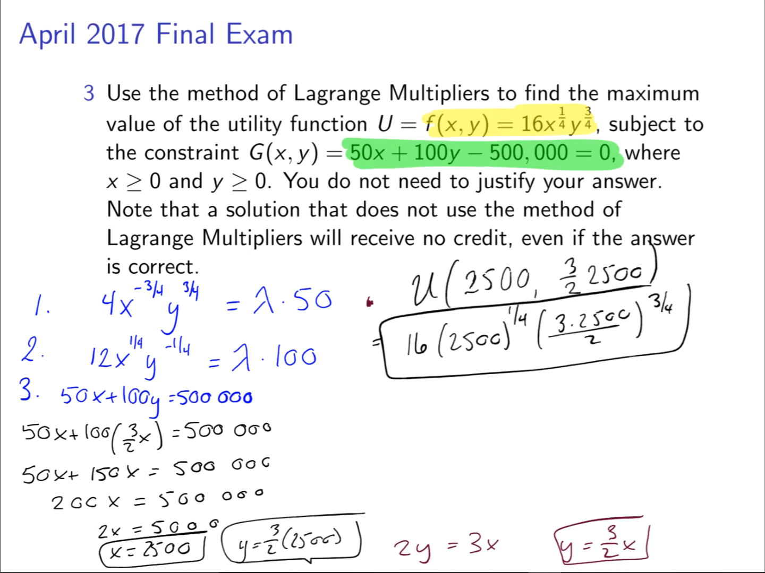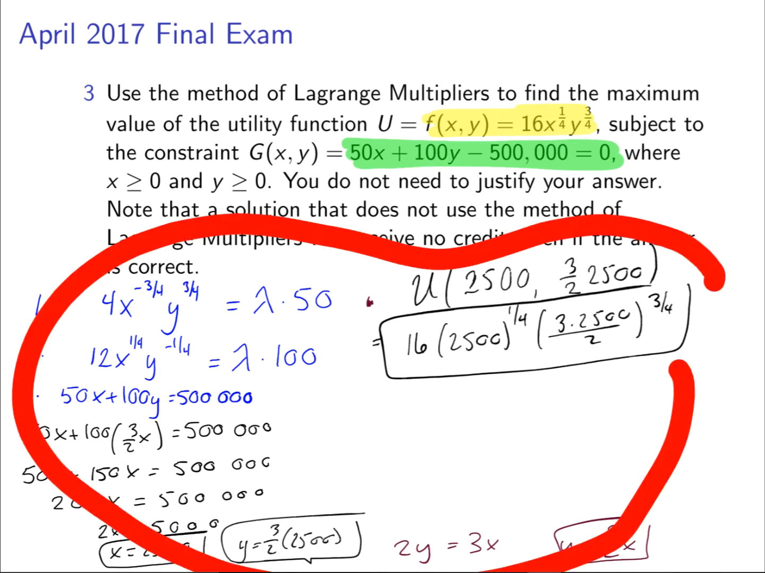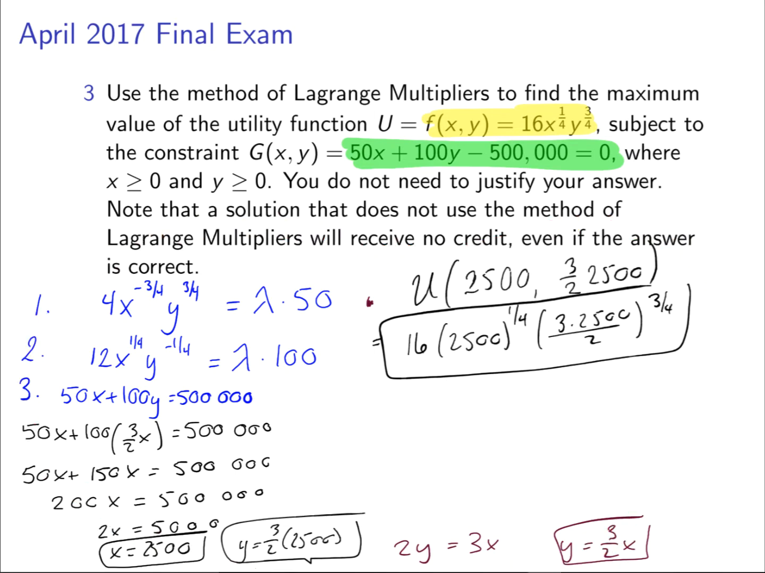Now there's some fine print here. It says you don't need to justify your answer, but you do need to use the method of Lagrange multipliers. So you need to do all the steps we just did. That's the method of Lagrange multipliers. What we don't need to justify is that this is a maximum. We only found one point of interest, so we can trust that it's a maximum.